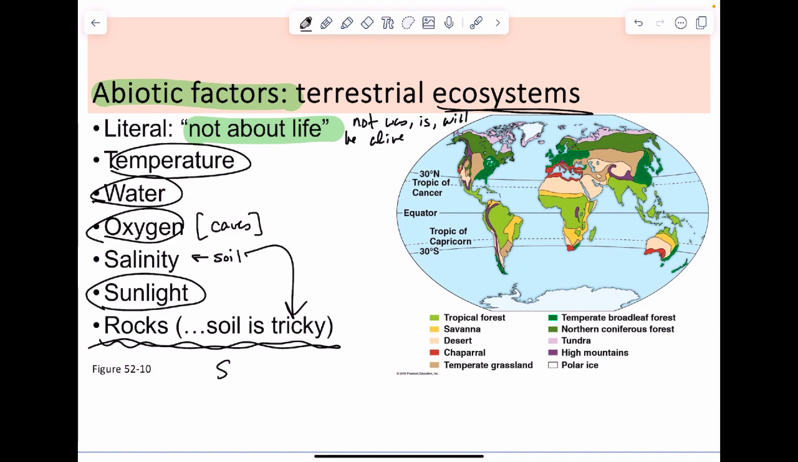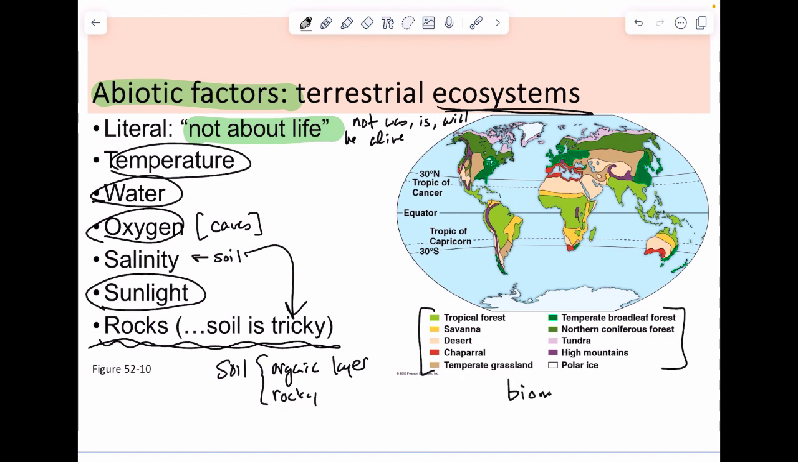So the catch with soil is soil has an organic layer, and this organic layer is combined with rocky layers underneath it. So when we say soil, there is a component of it that is biotic, so that part gets tricky. But based upon these things, we can define all of these biomes. So an ecosystem, just as a refresher, is a local area of life and non-life, to where the biotic and abiotic meet. But when we look at the patterns of them, we call those biomes. So these are ecosystem patterns that we can end up defining.